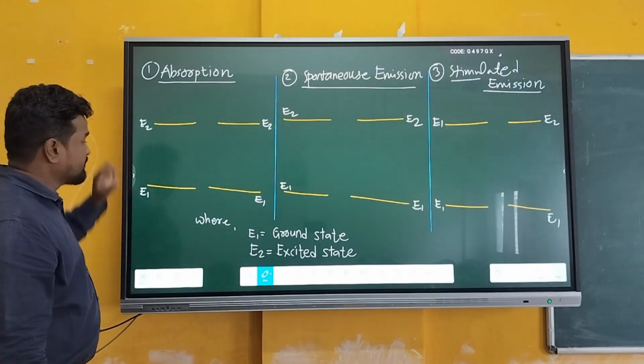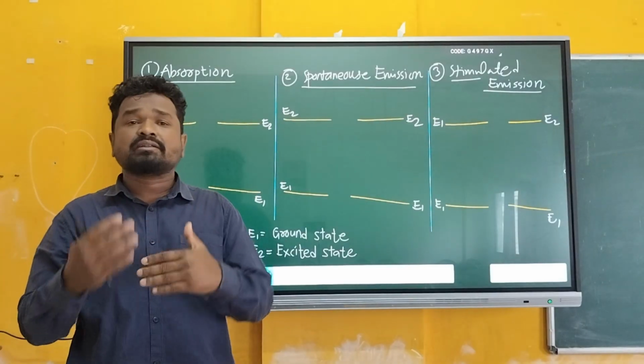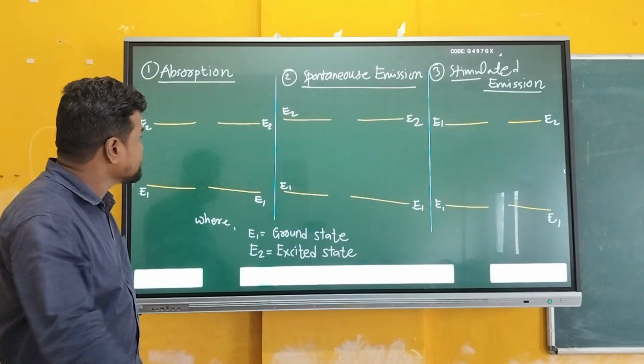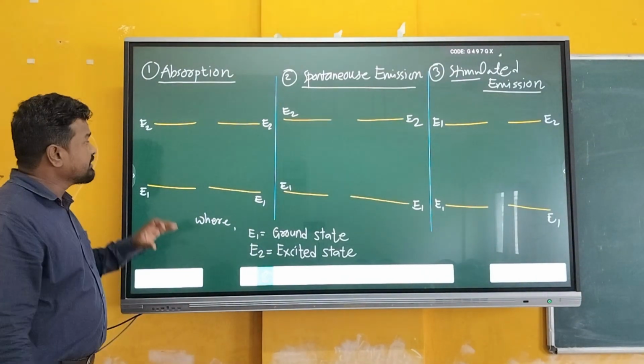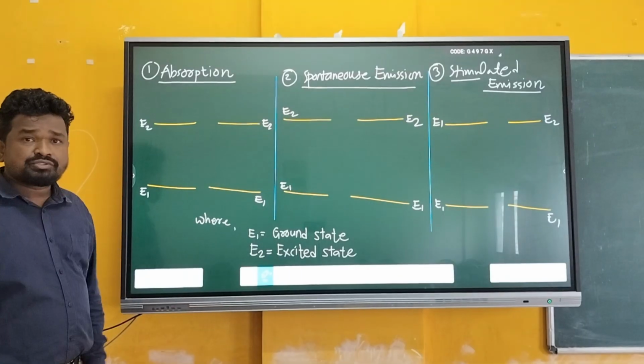And what about the excited state? Excited state is the state which has more energy than the ground state. Any energy state which has more energy than the ground state is called an excited state. Okay, you got that? Excited state and ground state.